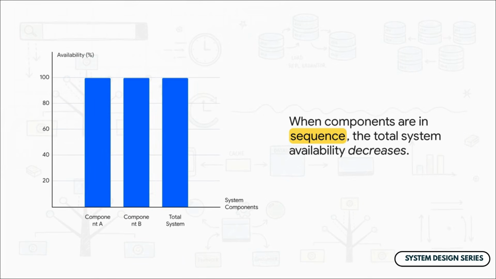And this is something you always have to remember in system design. Your system is only as strong as its weakest link. Look at this. If you have one part that's 99.9% reliable and another part that's also 99.9% reliable, but they depend on each other, your total system availability actually drops. It's why building redundancy is so critical.